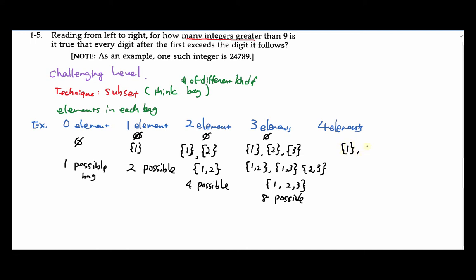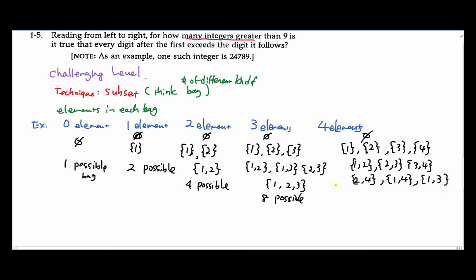1, 2, okay, don't forget the empty set, 3, and then 4. I can have 1 2, 2 3, 3 4, 2 4, 1 4. I don't think I have 1 3, so 1 3. Do we have more? I don't think so.